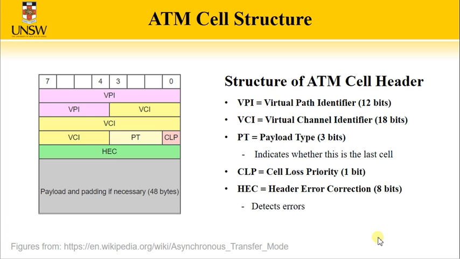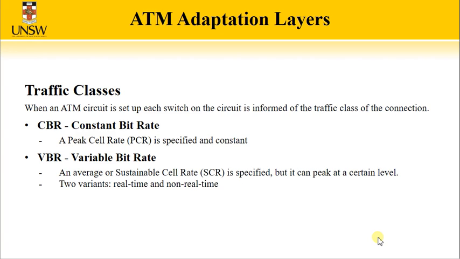The ATM header consists of a virtual path identifier, a virtual channel identifier, a payload type indicating whether this is the last cell, cell loss priority, and header error correction detecting errors. To ensure the quality of service, when the ATM circuit is set up, each switch on the circuit will be informed of the traffic class. Constant bit rate means a peak cell rate is specified, and variable bit rate means the average rate is specified, but it can peak at a certain level.